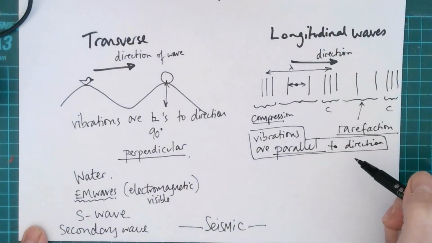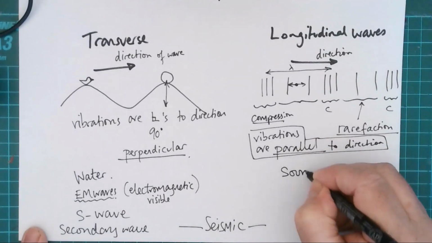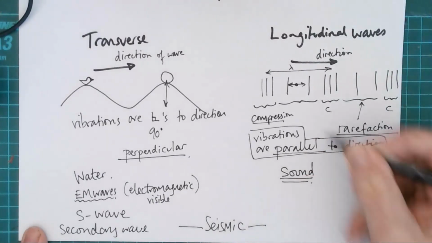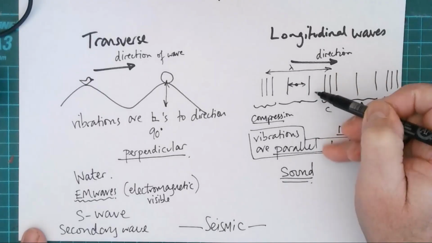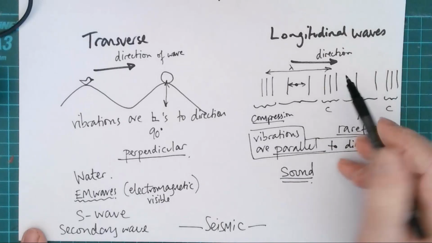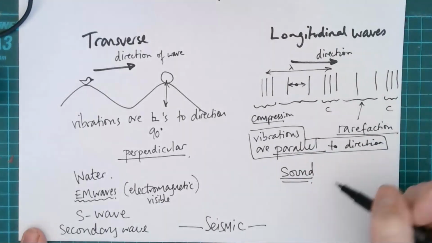Right, a good example of a longitudinal wave is sound. So I mentioned that just now. An air particle might vibrate, okay, left to right on this diagram, which is parallel to how I've drawn the direction. Sound is your classic go-to example.